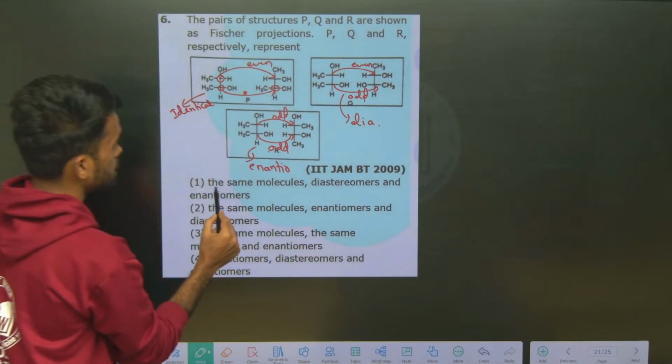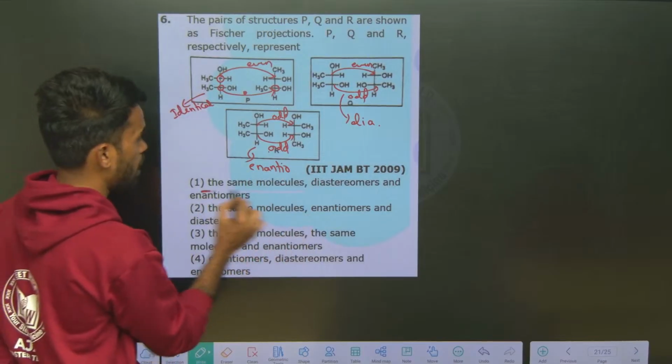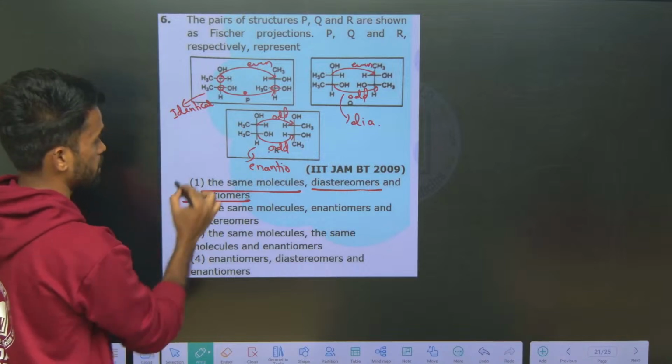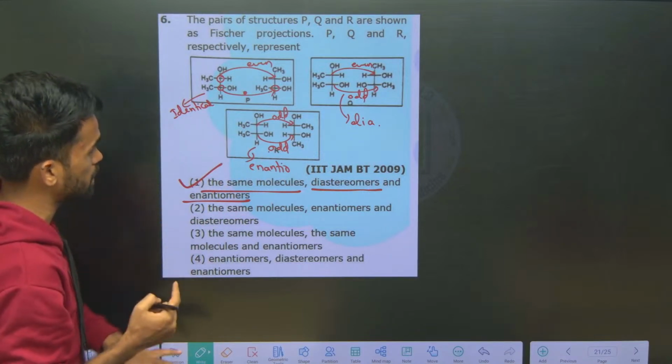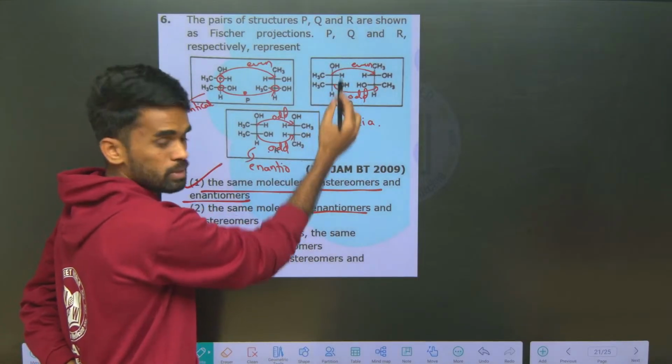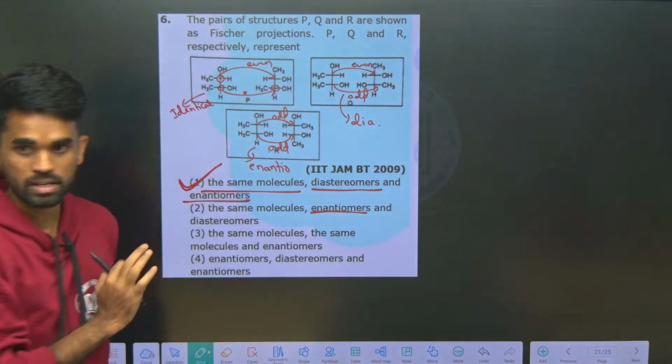See, first one is they are same molecules, yes, same or identical I can say. Second one is diastereomer, yes. Third one is enantiomer, yes. This is perfectly correct. You can check for other options. They are saying the second one is enantiomer. No. Odd even odd means diastereomer. So only the first one is the perfect answer for this.